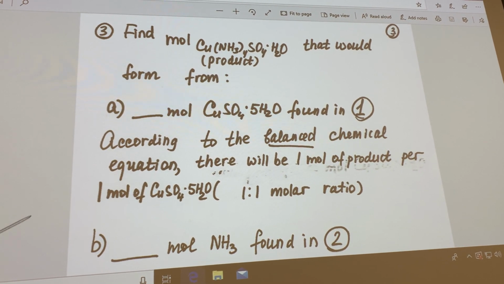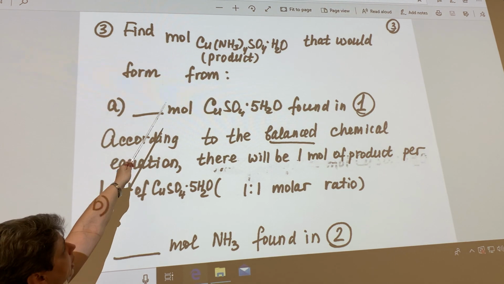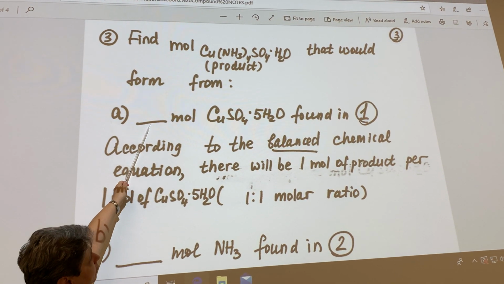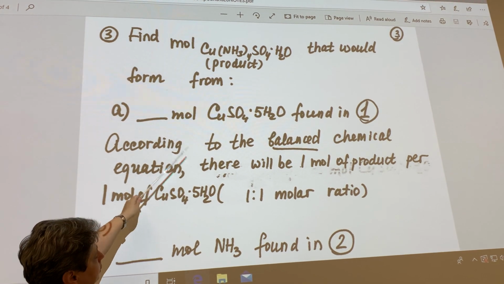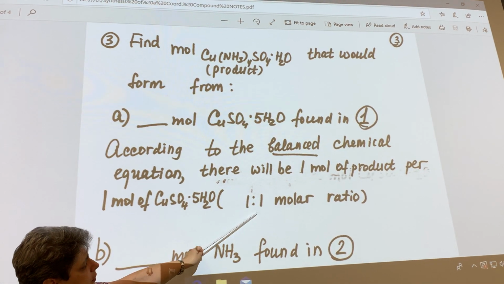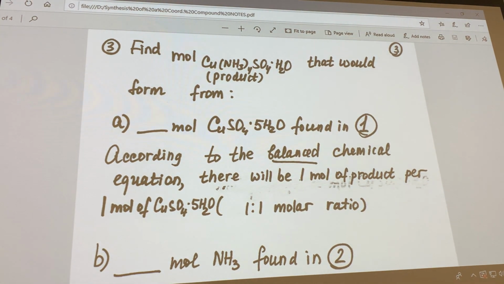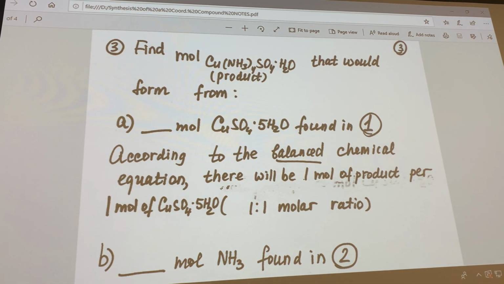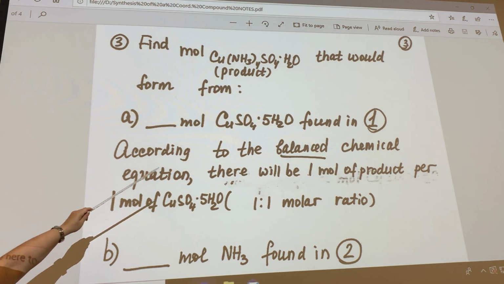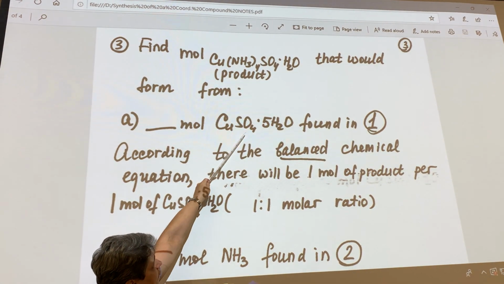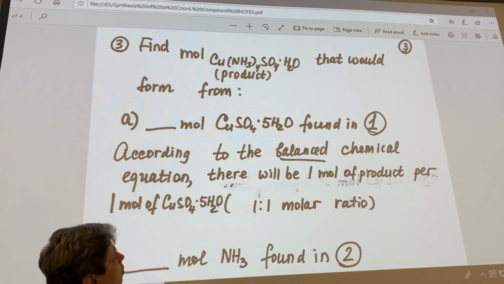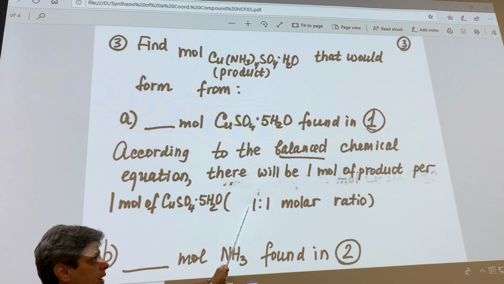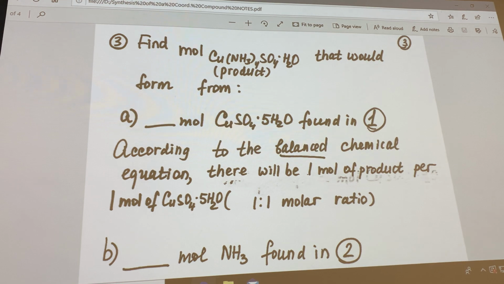So we have to find, once again, moles of product that would be formed from whatever moles of copper sulfate we found in number 1. And here we use 1-to-1 molar ratio, so you will have to set up your unit cancellation or your dimensional analysis showing how moles of starting material, copper sulfate pentahydrate, is converted to moles of product using 1-to-1 molar ratio, which we saw a minute ago from the equation.